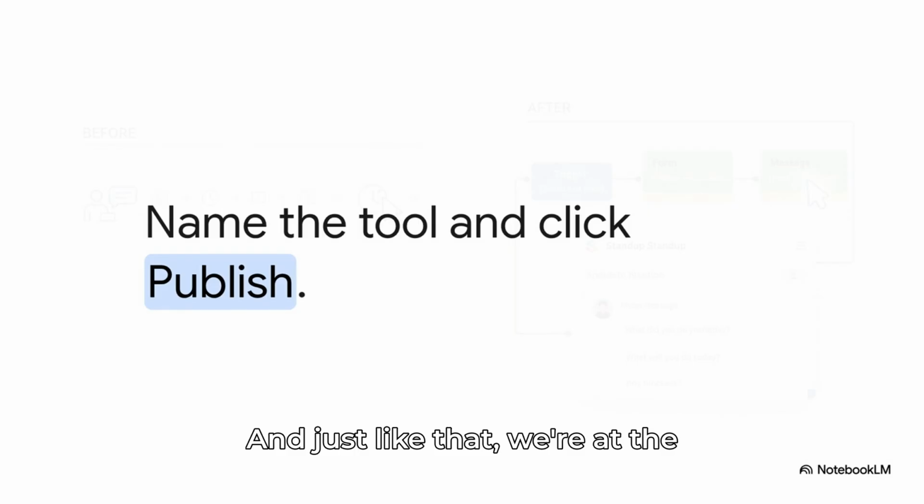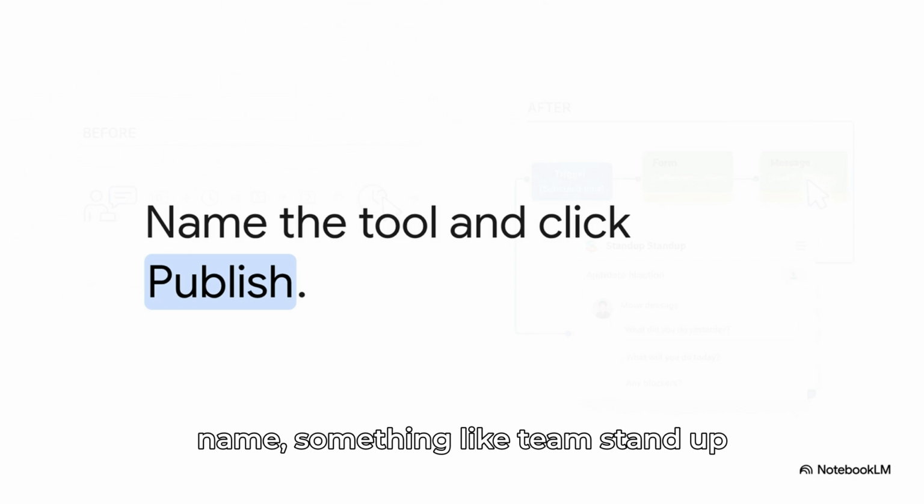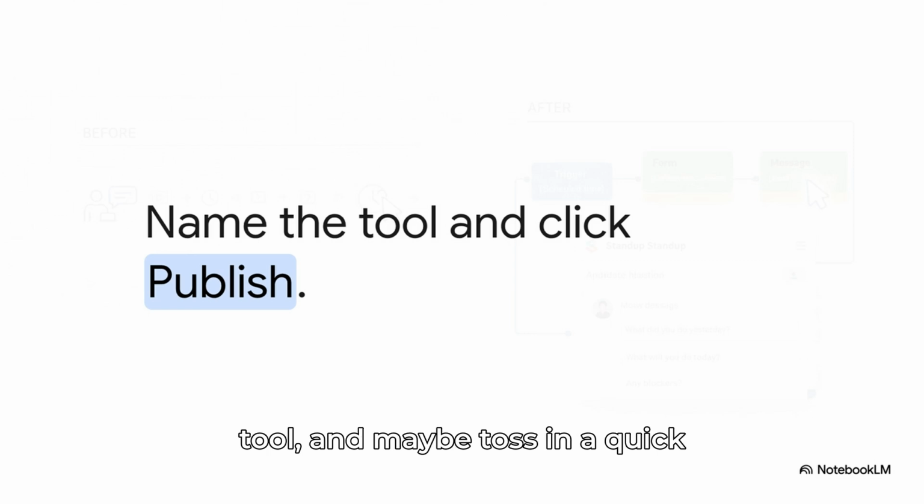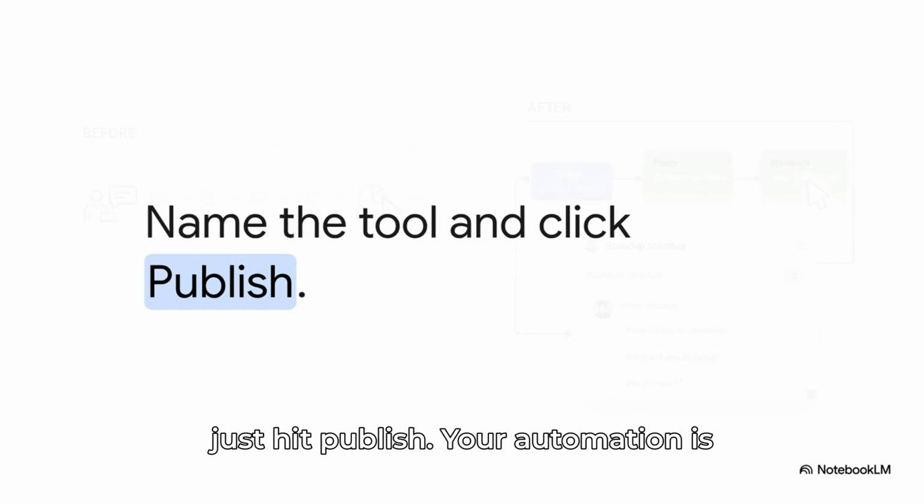And just like that, we're at the finish line. Click the Finish Up button. Give your automation a super clear name, something like Team Stand-Up Tool, and maybe toss in a quick description. Once you've done that, just hit Publish. Your automation is officially live and ready to work for you.